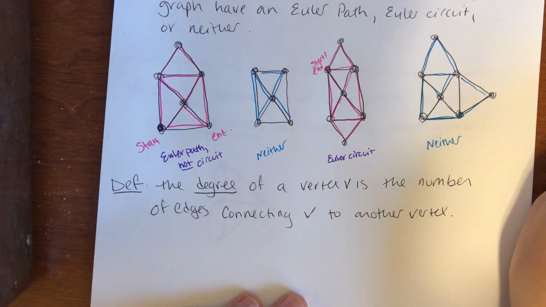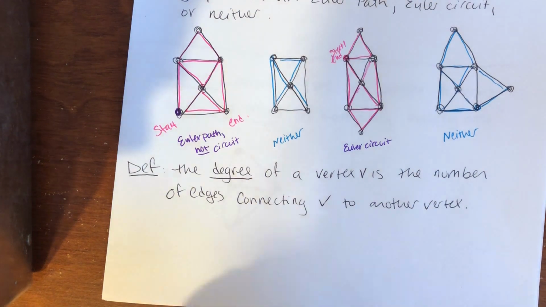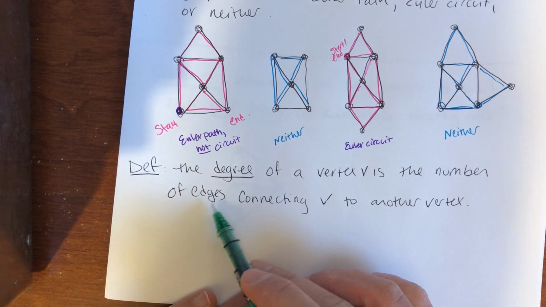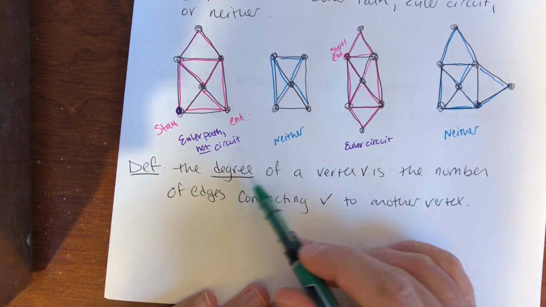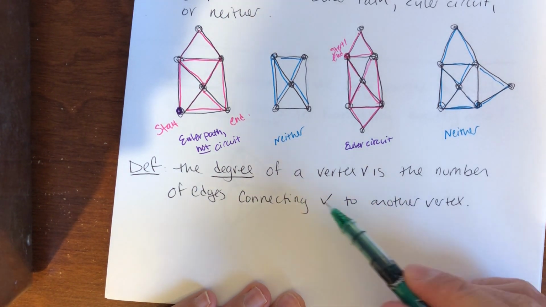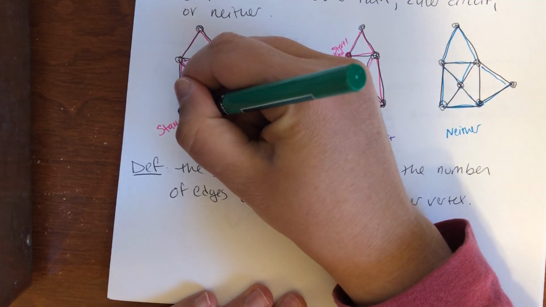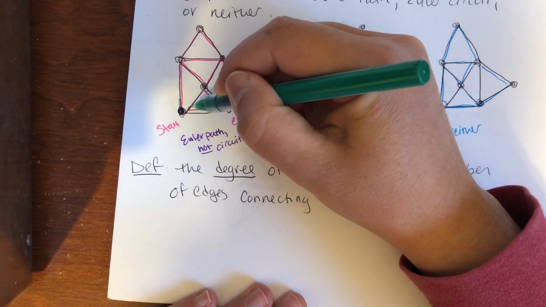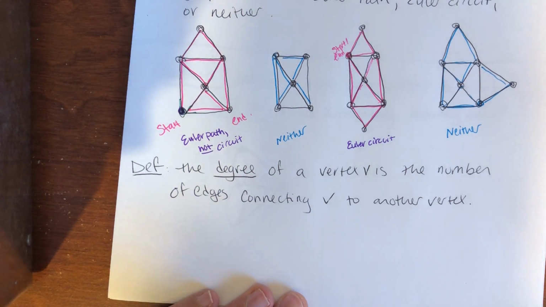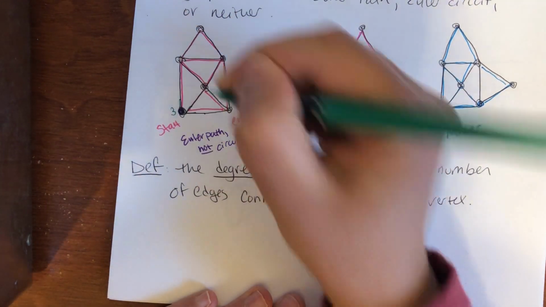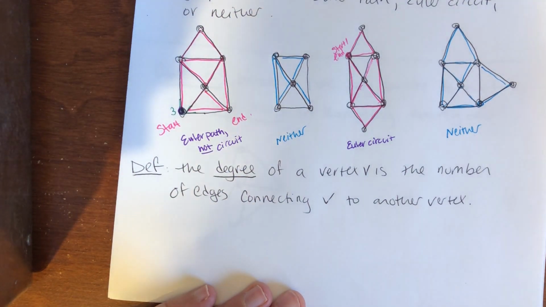And so what's special about those vertices? What did we notice about those vertices? Well, suggestively here I've written a definition, which is the degree of the vertices. So the degree of a particular vertex V is just the number of edges connecting V to another vertex. So for this vertex right here, the number of edges coming out of it, that's the degree of that vertex. This vertex has 1, 2, 3 edges coming out of it. So I'm going to label this with its degree, which is 3.